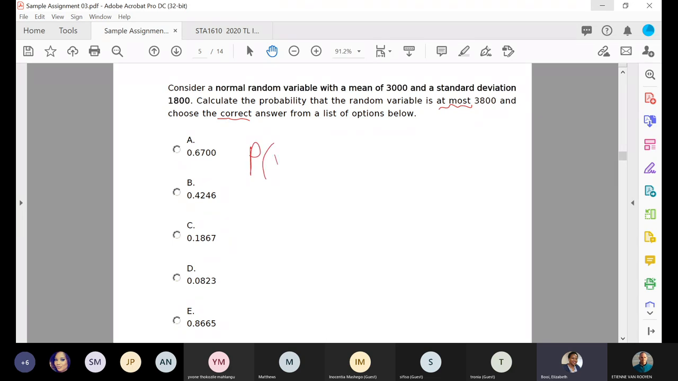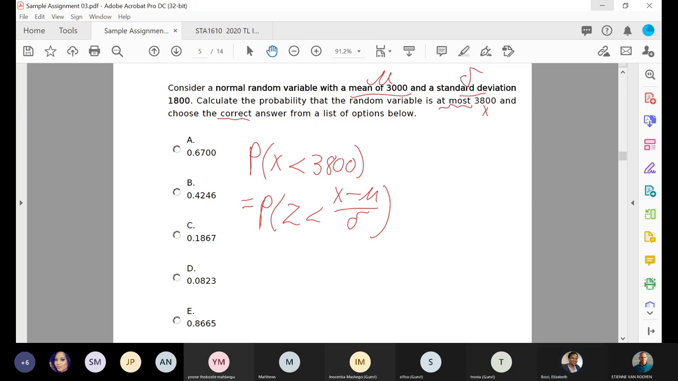Because they say at most, we need to calculate the probability that X is at most, and at most is less than. Remember, at least is greater than. At most is less than 3,800. So you need to find the probability that Z is less than X minus the mean divided by the standard deviation. So what is our mean, our standard deviation sigma, our X value? Substitute into the formula, calculate your Z value, and then let me know what the probability is.